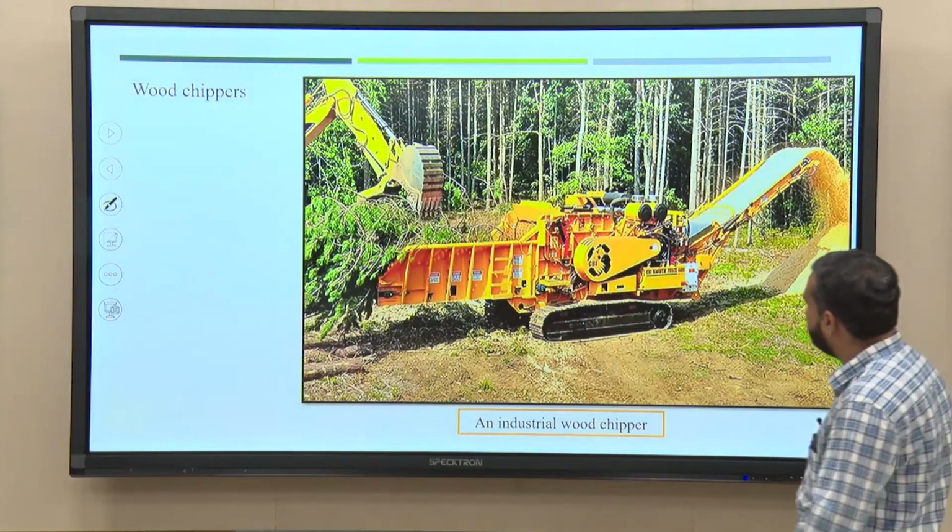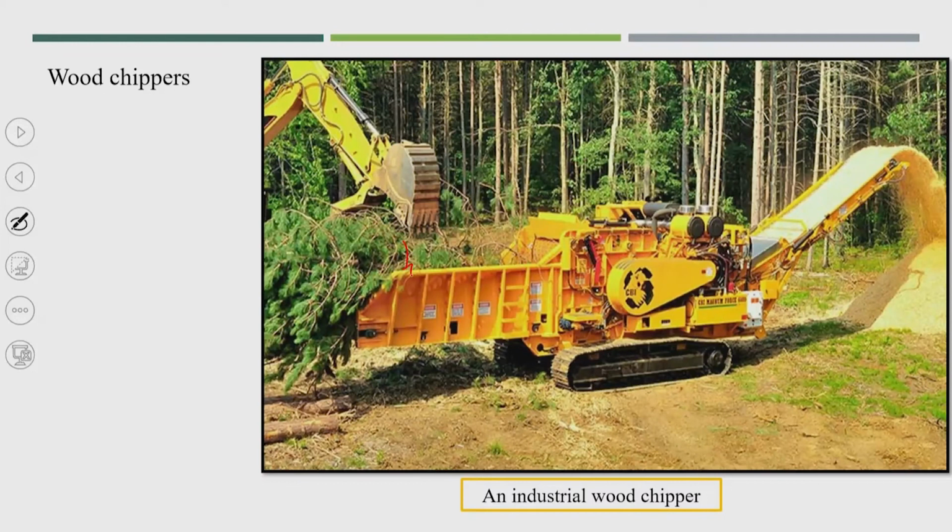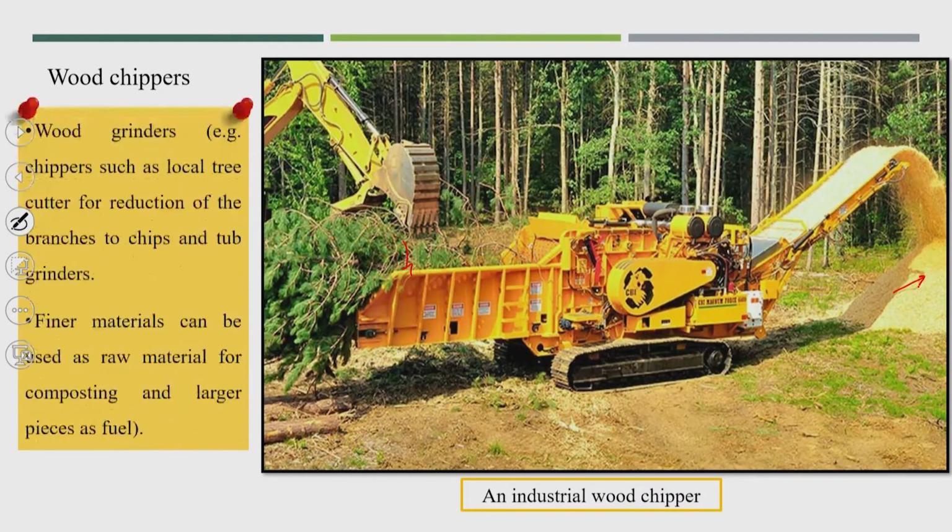This is an industrial wood chipper. Directly, wood is getting shredded into small sizes. Wood grinder chippers, such as a local tree cutter, reduce branches to chips, and there is also the tub grinder. Fine material can be used as raw material for composting, because composting requires maintaining the moisture content, and the dry matter and larger pieces can be used as fuel.